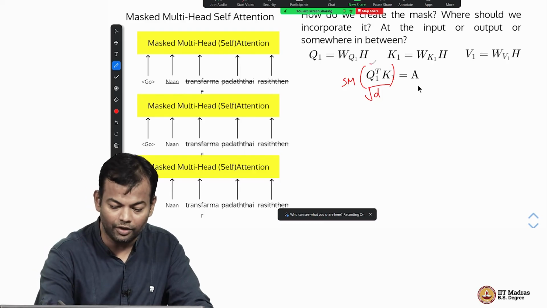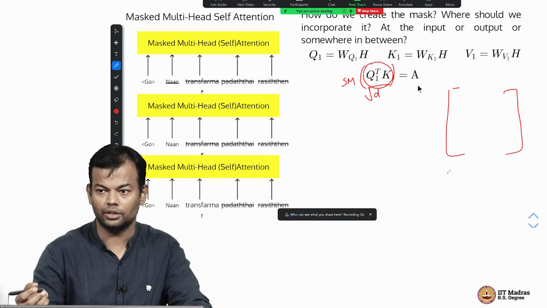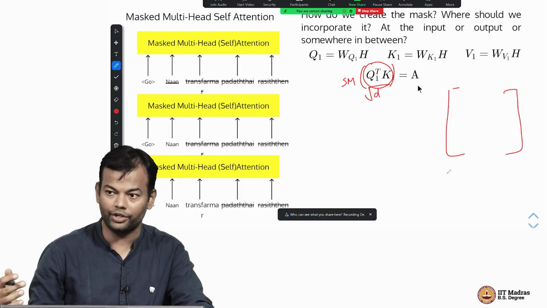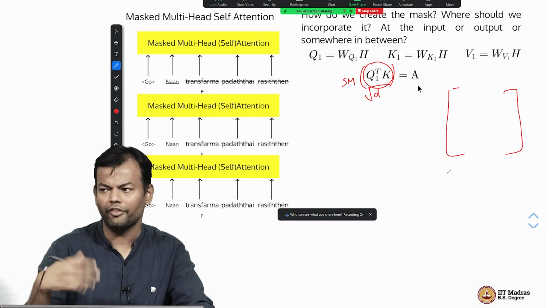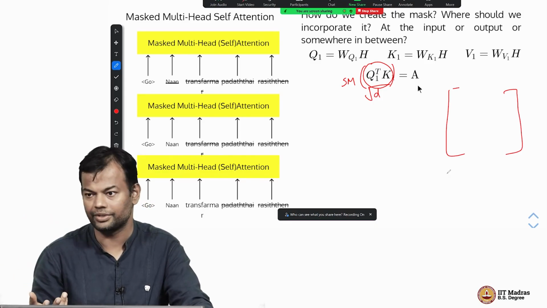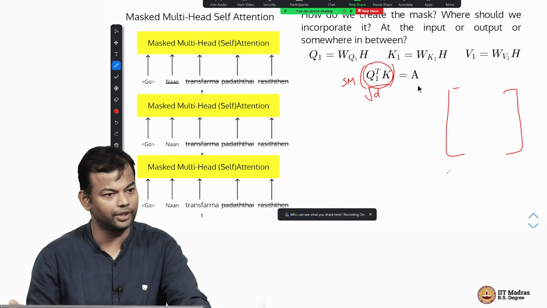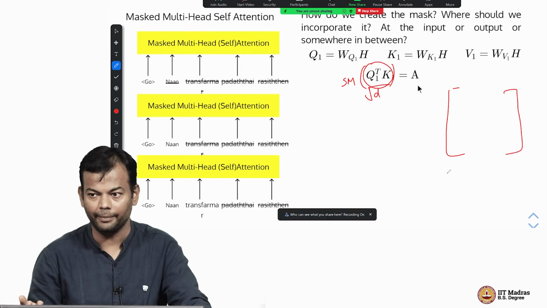Now if I do a softmax on this, this is my T cross T matrix. If this is not lower triangular, then the softmax will not make it lower triangular. Whatever this is, the softmax would have the same shape. So before going to the softmax, I need to do something so that I convert it to lower triangular. Is that okay, everyone?